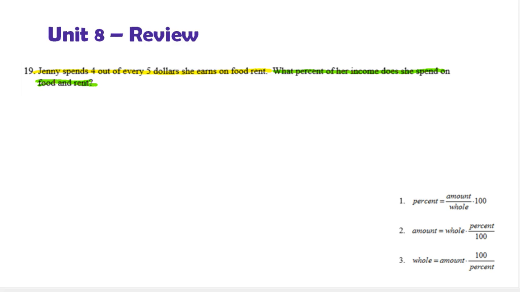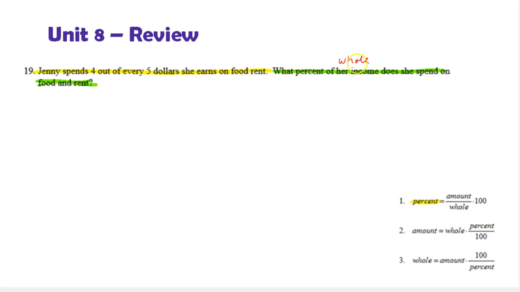So notice we're asked to find a percent, and here is the relationship we use for percents. A percent is an amount over a whole, and then we multiply that by 100. What are we asked to find the percent of? Whatever's following "of" is going to be our whole. So here we have "of her income." So her income is the whole.